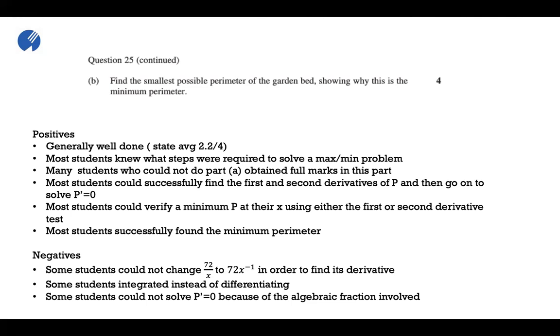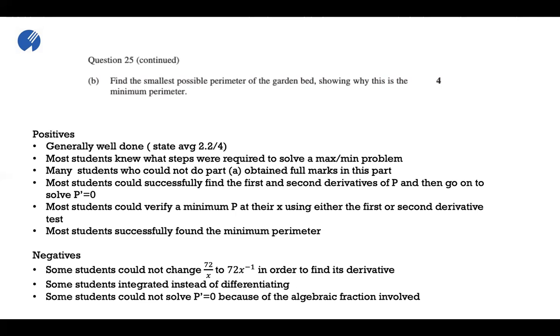Most students could successfully find the first and second derivatives of P and then go on to solve P dash equals naught. Most students could verify a minimum P at their X using either the first or the second derivative test. Most students then successfully found the minimum perimeter which was required.